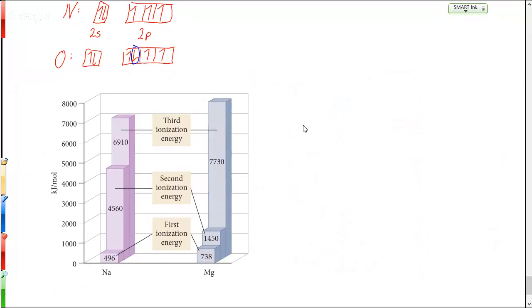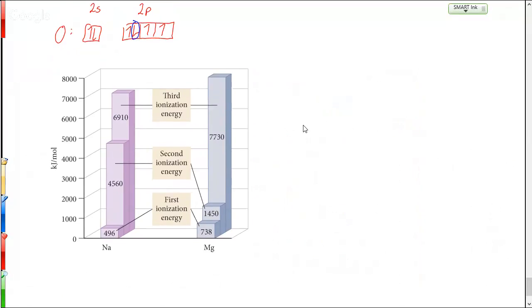So what's going on there? What's happening in those huge jumps? Yeah, they're leaving noble gas configuration. Another way of saying that is we're no longer taking out valence electrons, we're taking out core electrons. So this one here is the valence electron, the 3s1. But this one here now, it's starting to take out the 2p, which is the core electrons.